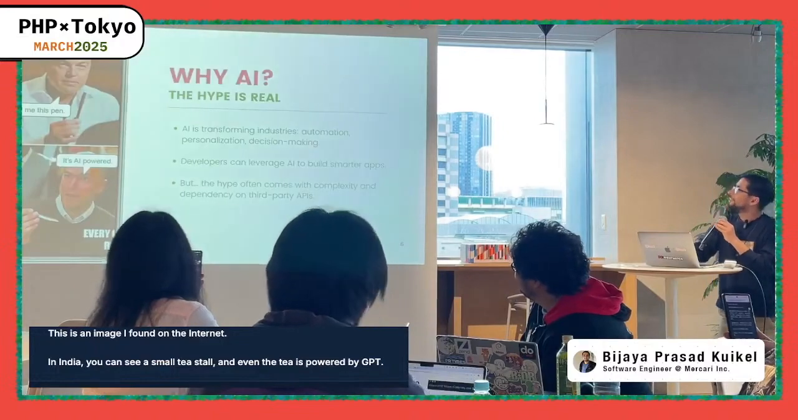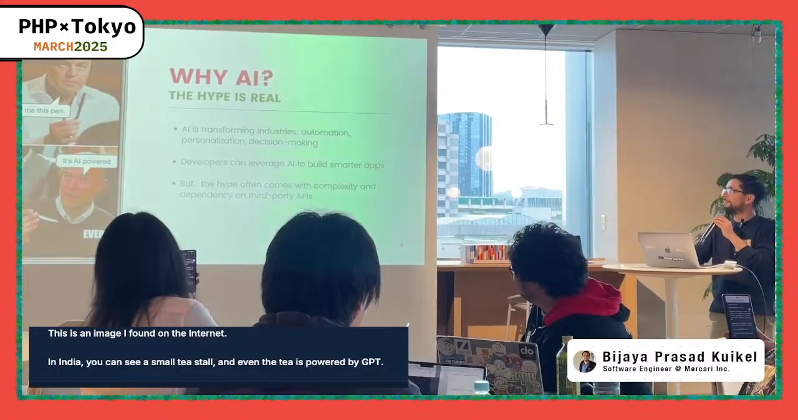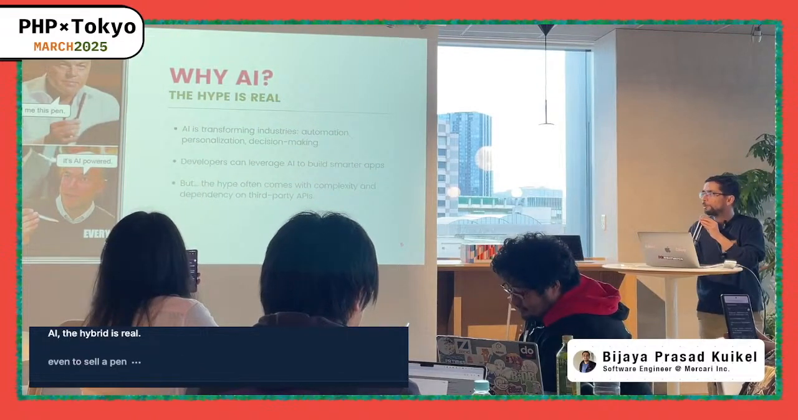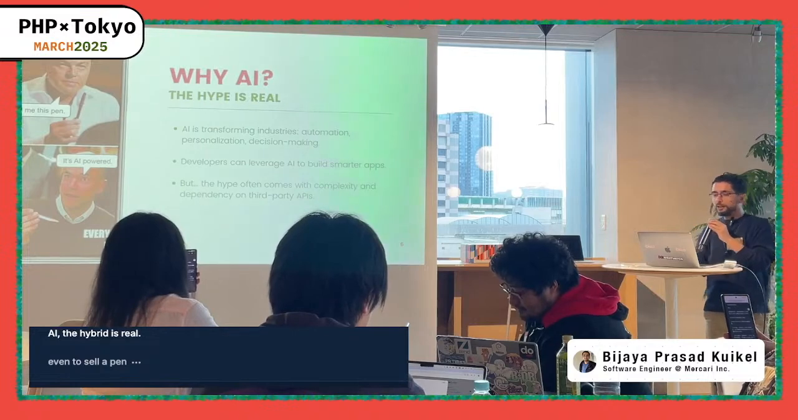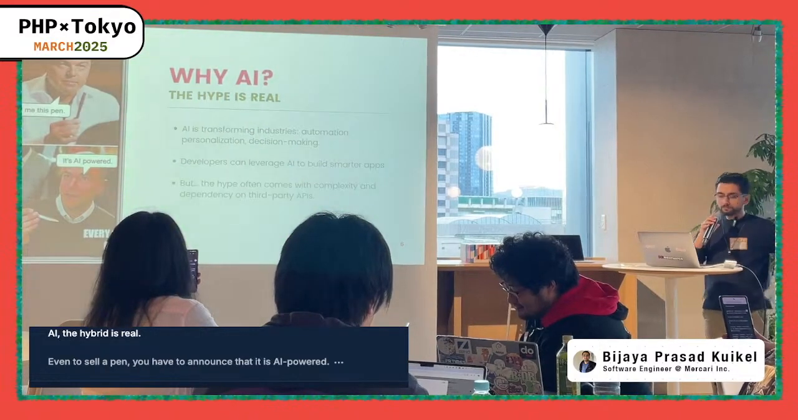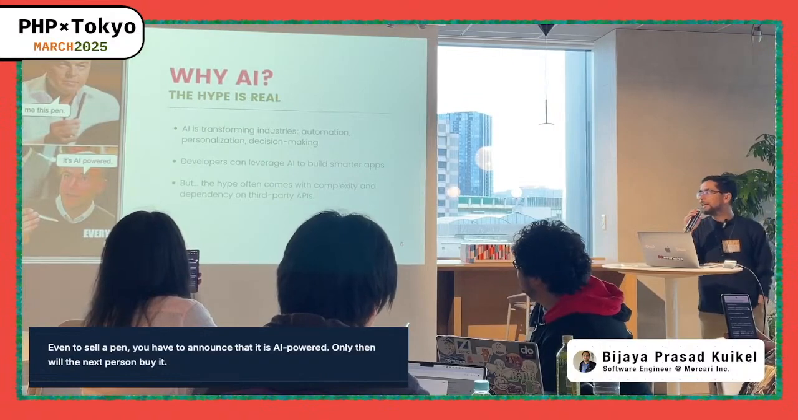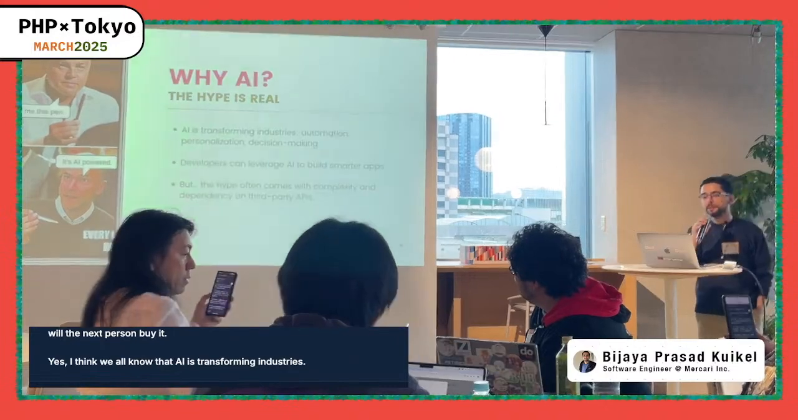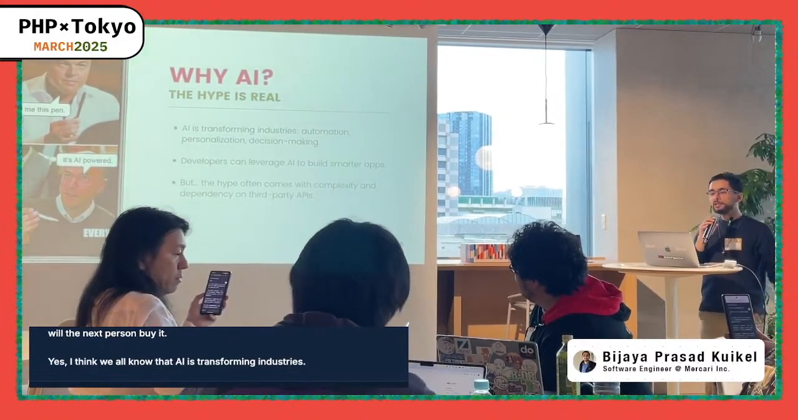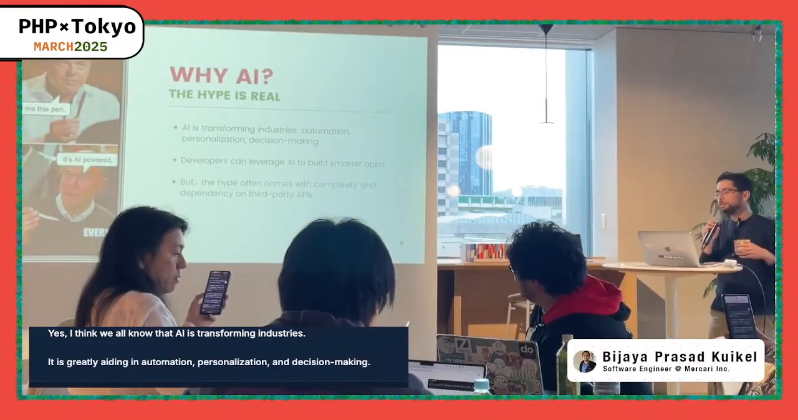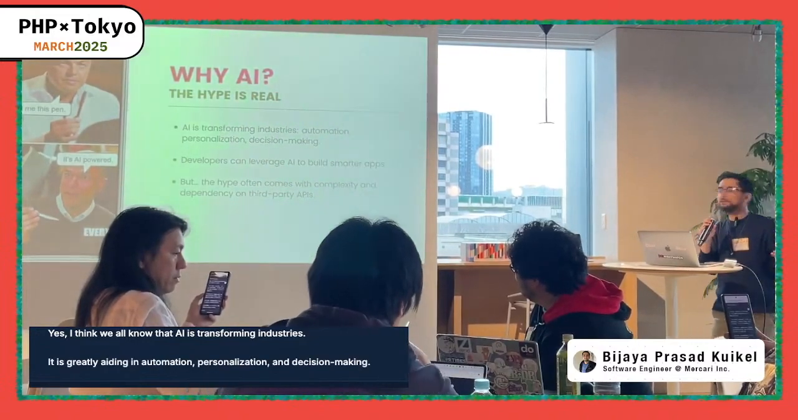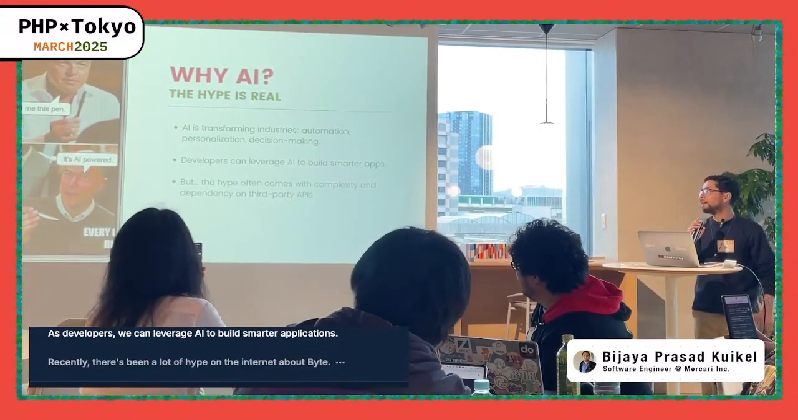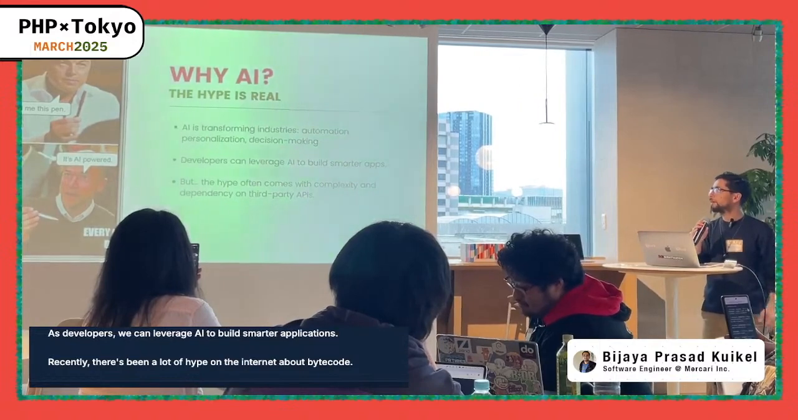About AI, the hype is real. Even to sell a pen, you will have to announce that this is AI powered, only then the next person is going to buy it. So why AI? I think all of us know AI is transforming industries. It is helping a lot in automation, personalization, and decision making. As developers, we can leverage AI to build many smarter apps. Recently there is a hype on the internet about vibe coding. That also relates to AI, and AI has been helping a lot to generate smart apps.